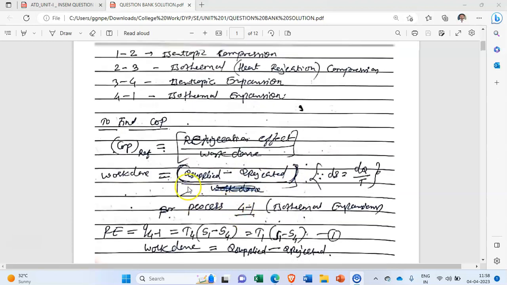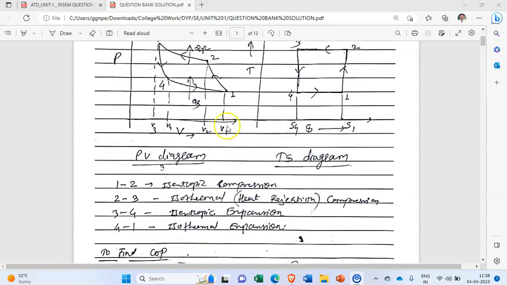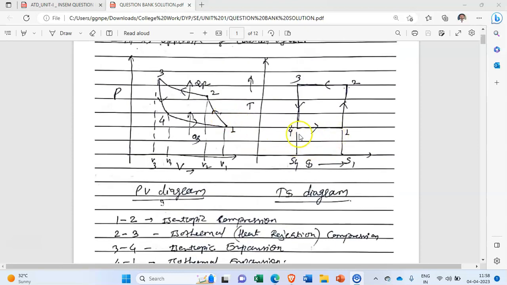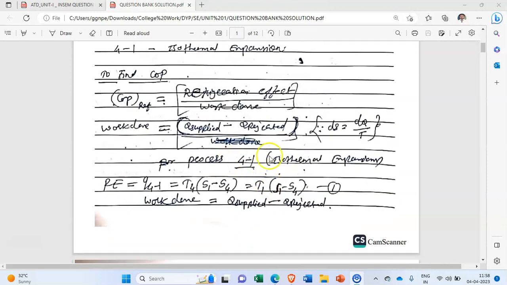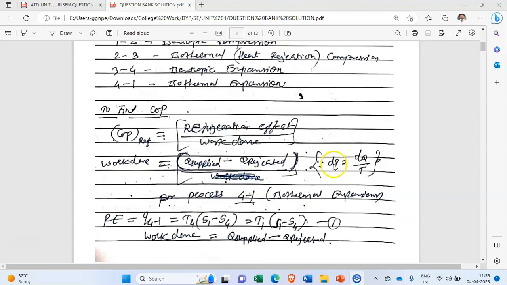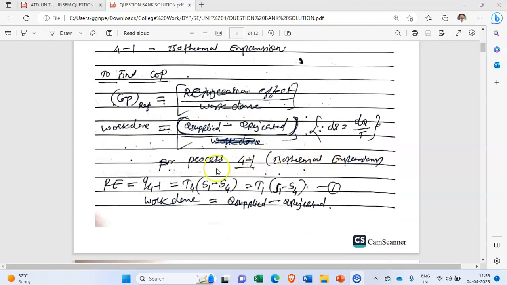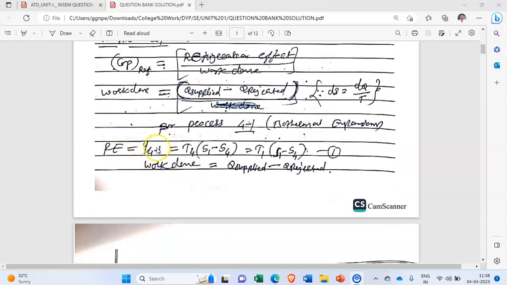And how do we calculate this refrigeration effect? If you see this diagram, during the 4 to 1 process a refrigeration effect takes place. You know very well the value of ds. What is ds? That is change in entropy, and it can be written as dq upon T. You have already studied this in engineering thermodynamics: ds is equal to dq upon T. From this formula we can calculate the value of dq, which is nothing but your refrigeration effect during process 4 to 1.